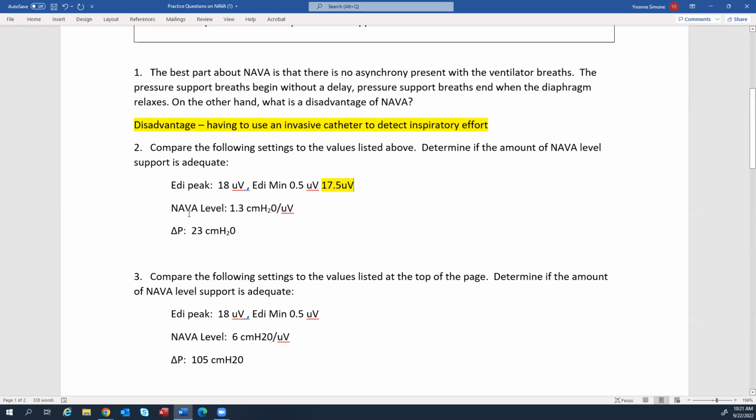So is the NAVA level support adequate? The patient is getting 1.3 centimeters of water per microvolt. Is that enough? Do you think they need more than 1.3? Where should I put the answer?